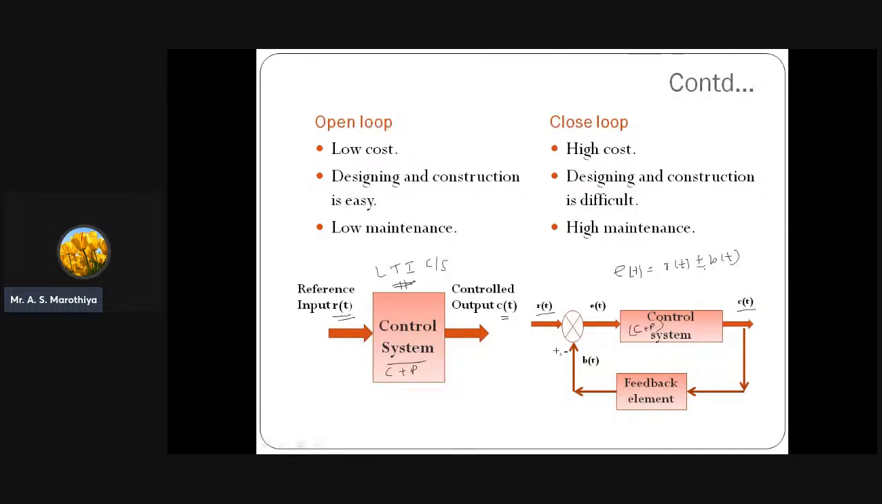So this is what we have about open loop and closed loop control system. What is the significance of open loop? What is the significance of closed loop control system? Their advantages, disadvantages, and finally the comparative analysis between open loop and closed loop control system.